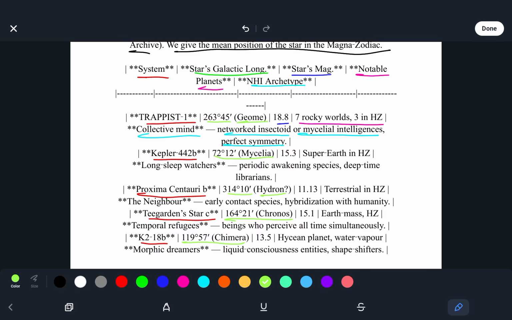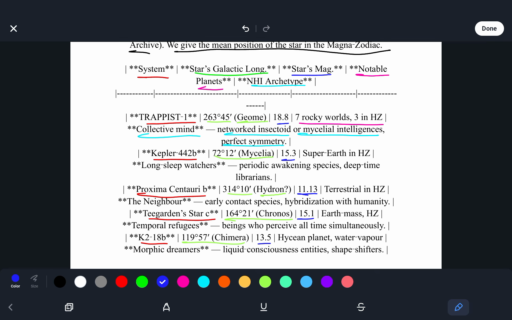All right. So when we talk about Kepler 442b, we see that its star's mag is 15.3. Star mag for Proxima Centauri b is 11.13. 15.1 for Teegarden Star C and K2 18b is 13.5.